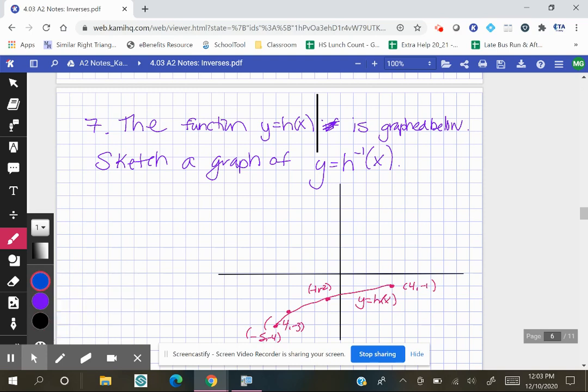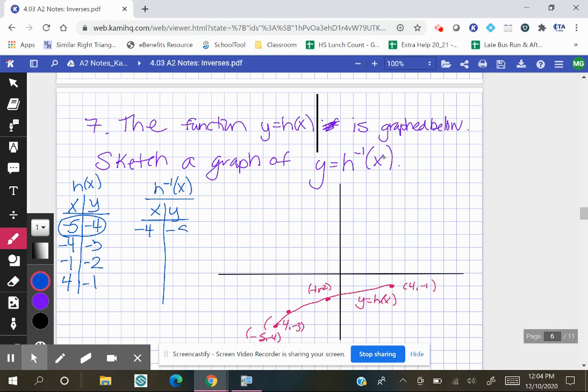What I would do to graph the inverse is first write out a table for h of x. So h of x has the points negative 5, negative 4, negative 4, negative 3, negative 1, negative 2, and 4, negative 1. Now, just like our first question, you can find the inverse of h of x. It means it's reflected over the line y equals x. So we're switching our x and y values. Negative 5, negative 4 becomes negative 4, negative 5.